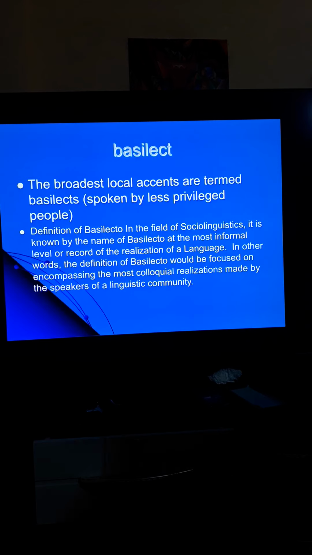Basilect. This is another concept. The broadest local accents are termed basilect, spoken by less prestigious people. Basilect is another term we see in sociolinguistics, society and language, because the basilect is a less prestigious speech. For example, we can talk with our friends and use the basilect because we are speaking in an informal way.